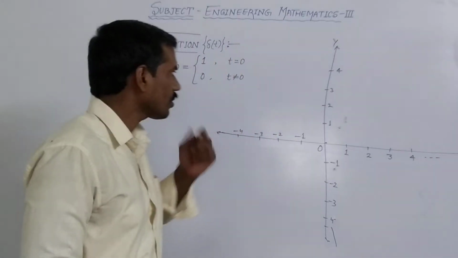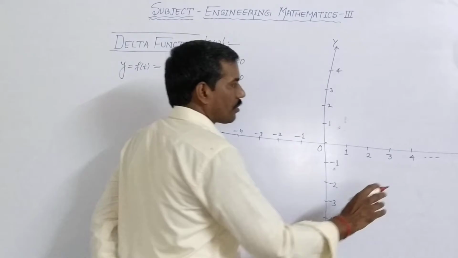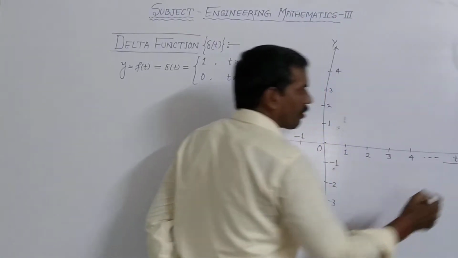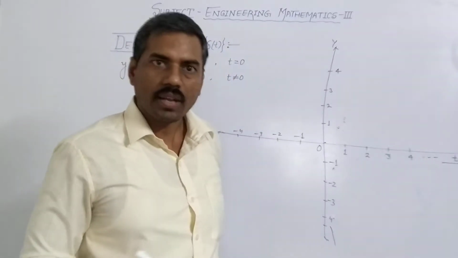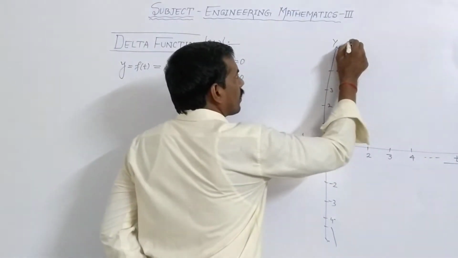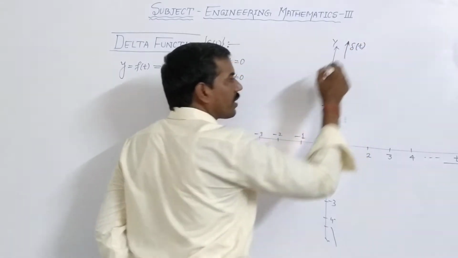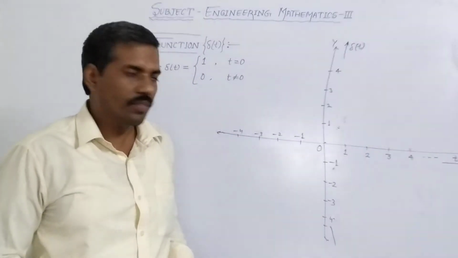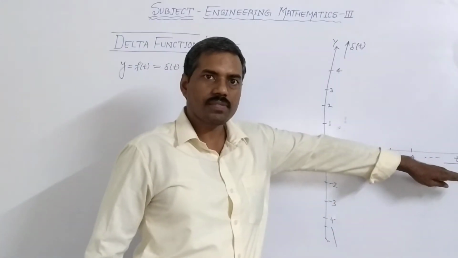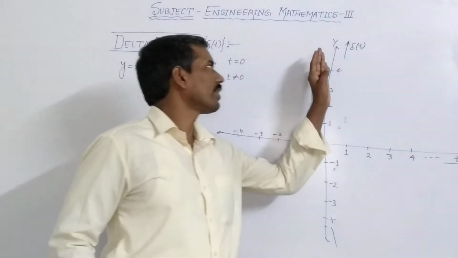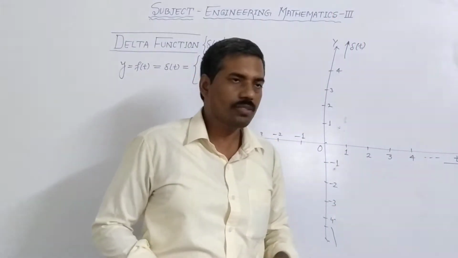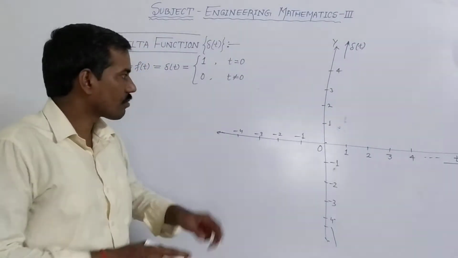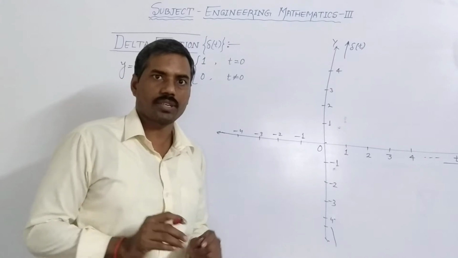For this, let the parameter t act along the x-axis, and delta of t act along the y-axis, since y is equal to delta t. Let us find the different points.